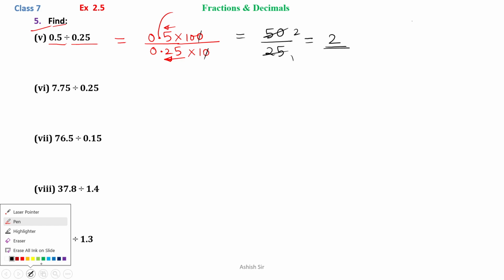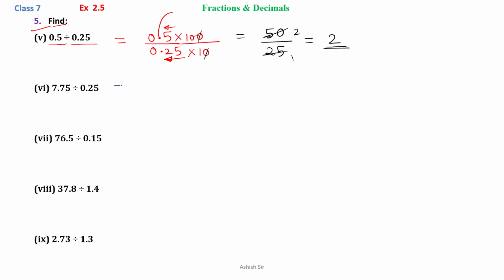Now moving on to the next part, that is 7.75 divided by 0.25. Now we see when you remove the point from the denominator, you will place 100 because the decimal point is after two digits. And in the numerator also the decimal point is after two digits. So when you remove the decimal point from the numerator, you will place 100 in the denominator.